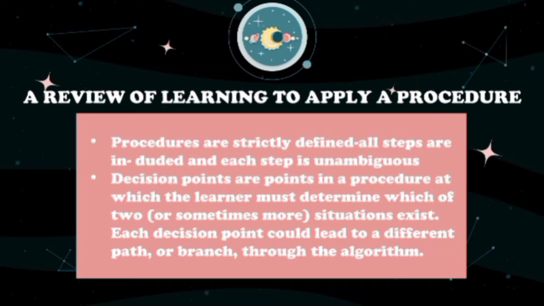Procedures are strictly defined, all steps are induced and each step is unambiguous. Another term for such a strictly defined procedure is algorithm. Procedures may be simple, with only one set of steps that the learner follows linearly, or they may be complex with many decision points. Decision points are points in a procedure at which the learner must determine which of two or sometimes more situations exist. Each decision point could lead to a different path or branch through the algorithm.